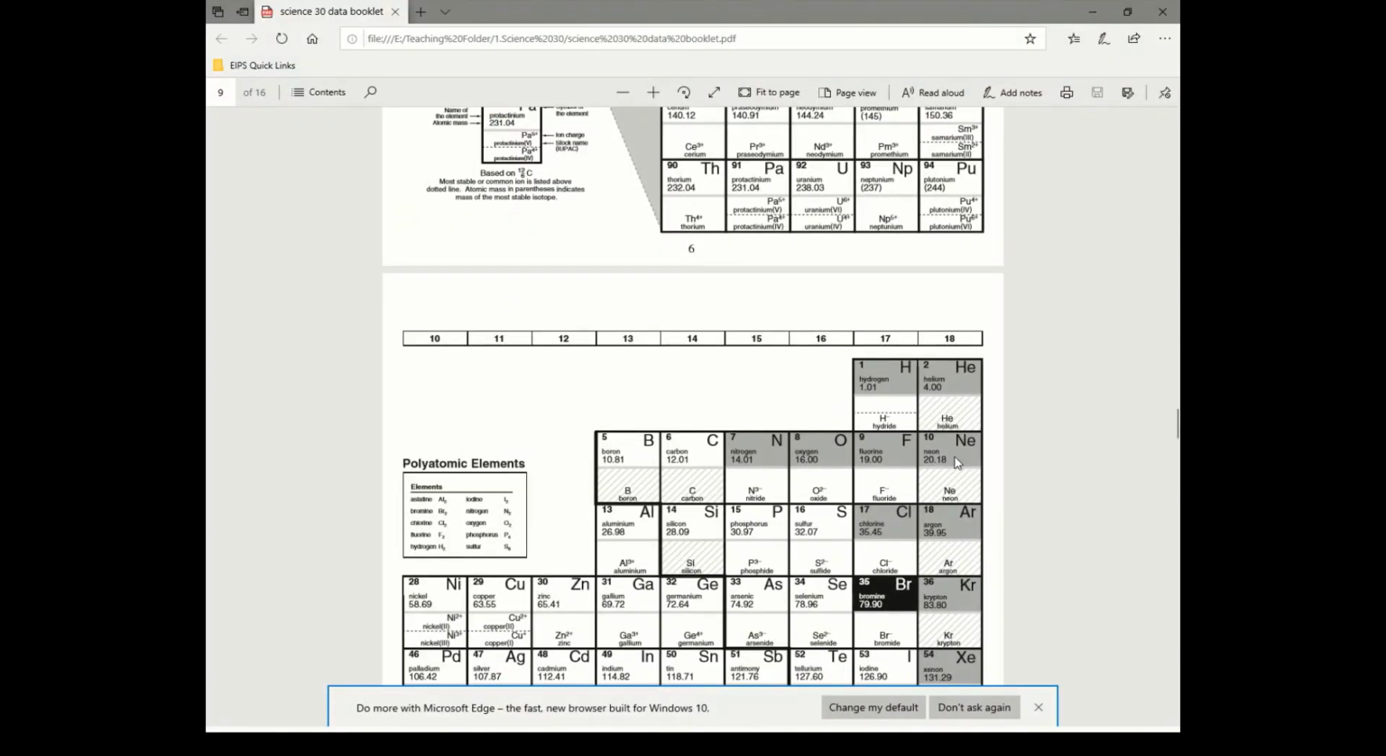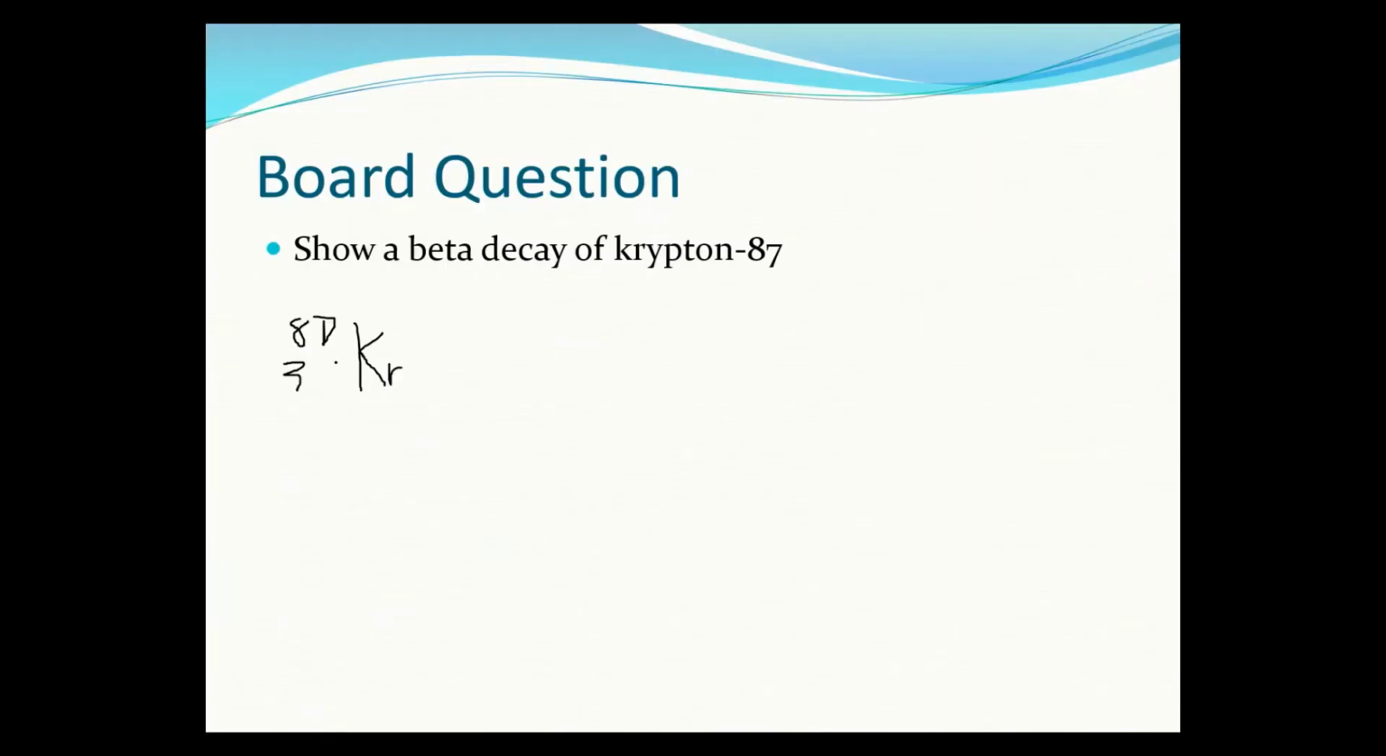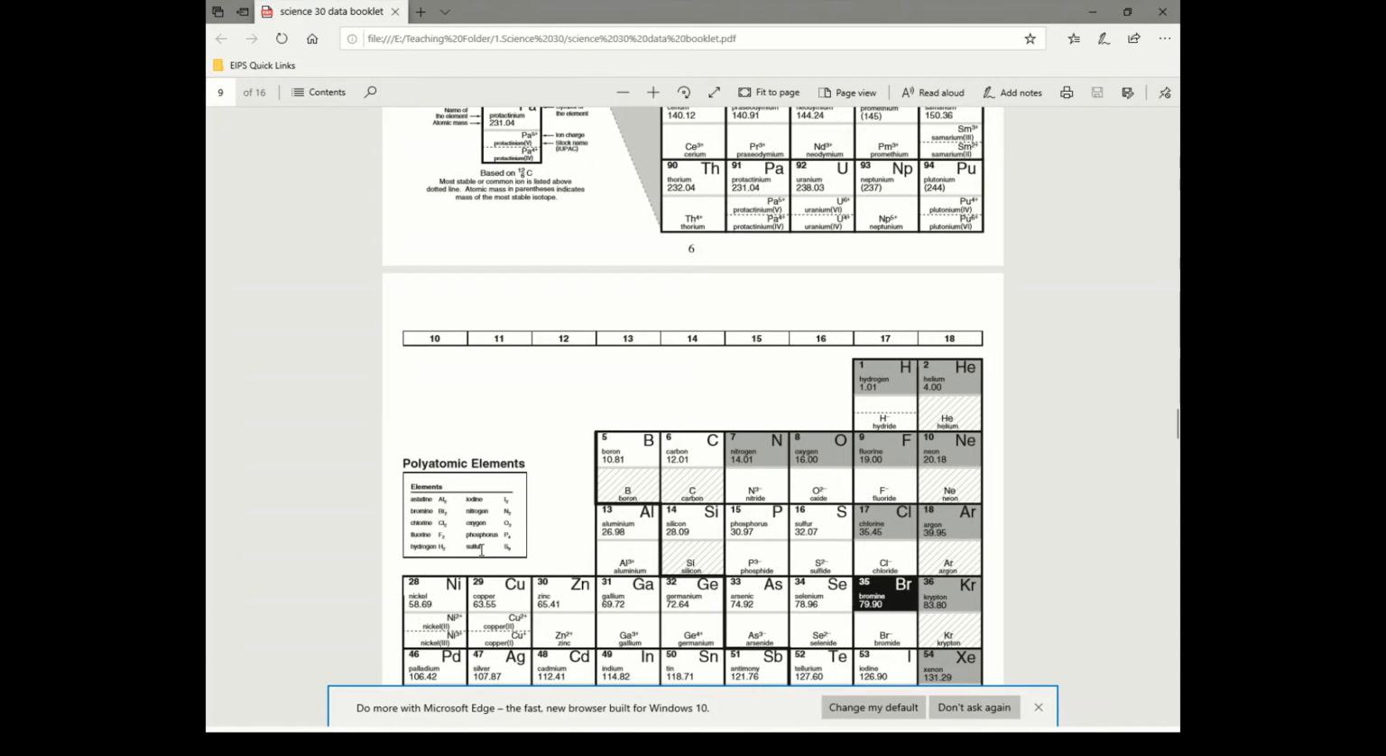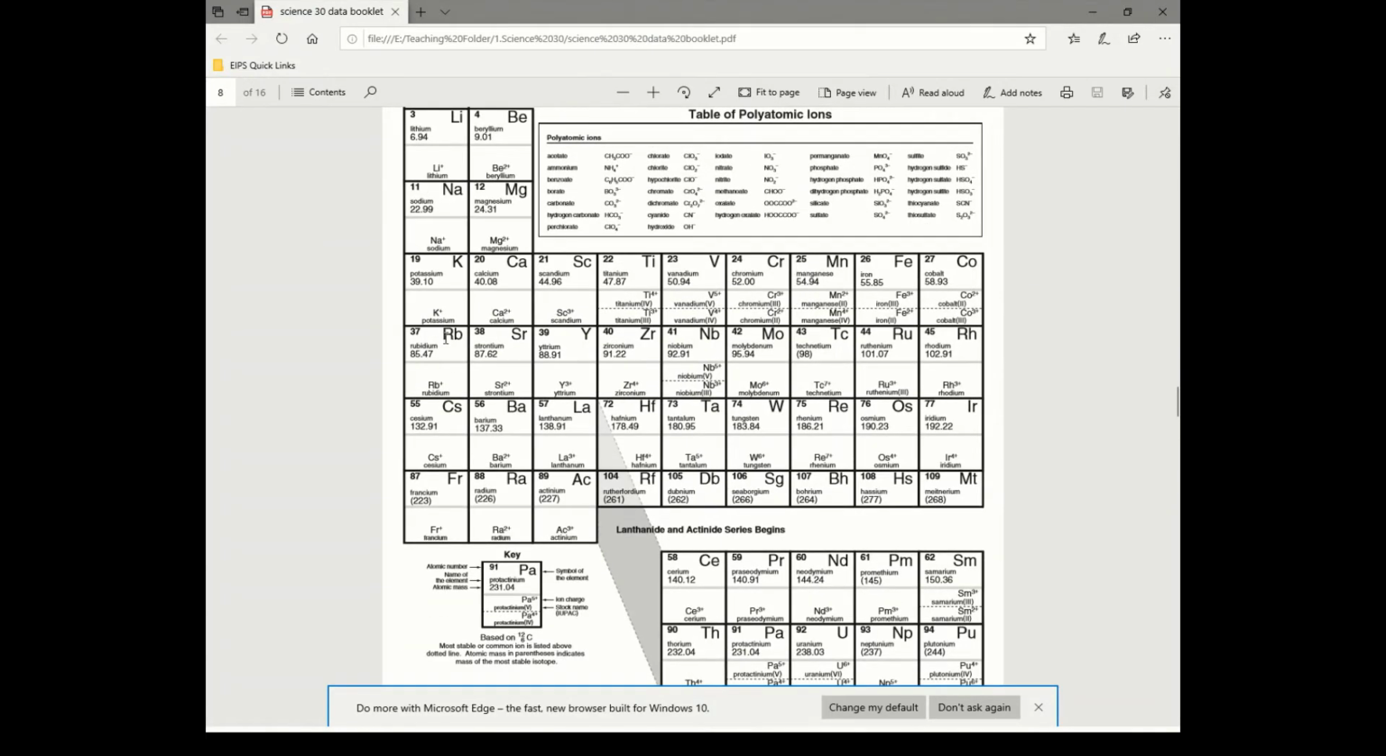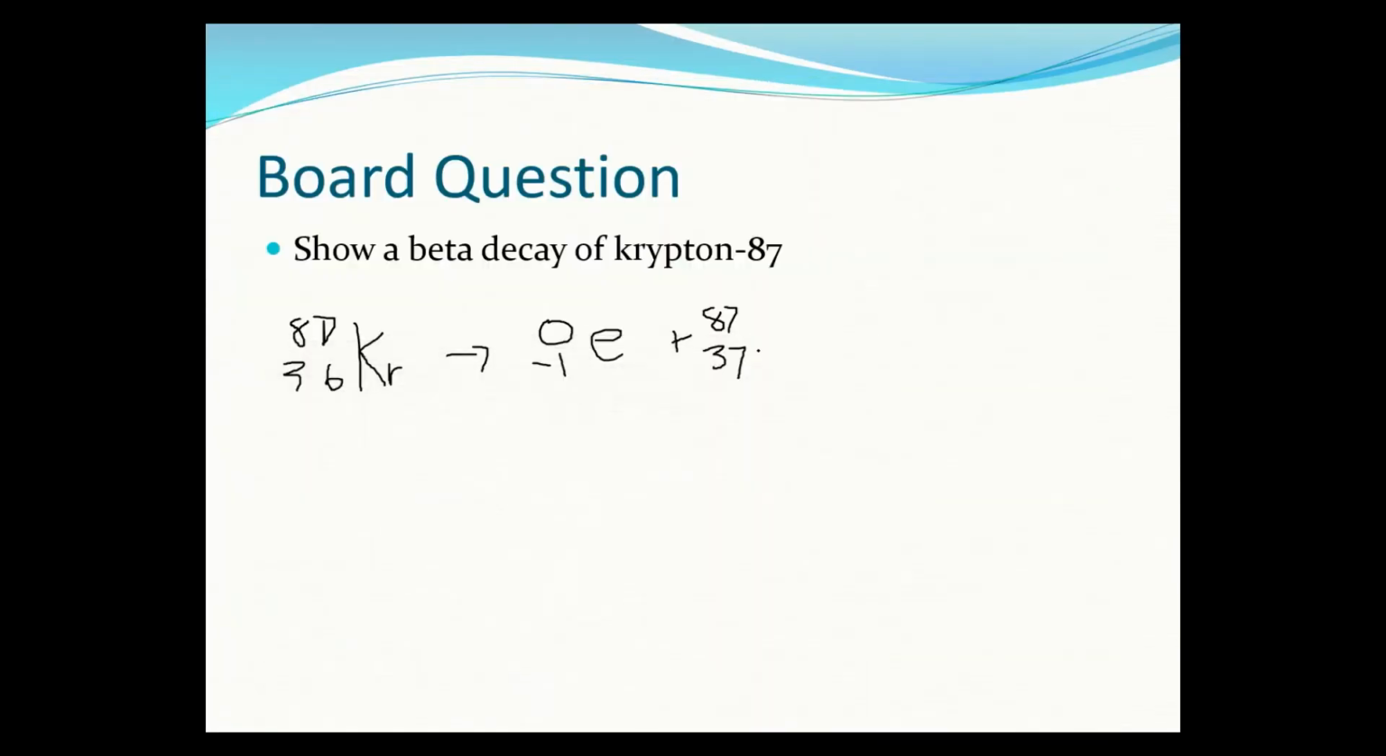So we have to look up krypton, which is here, number 36. It emits an electron, or a beta particle. So this number is going to get bigger on the bottom. It's going to become 37, but the top number stays the same. And we have to look at, well, what is 37? 37 is here, rubidium. So it's going to turn into rubidium. That's it.